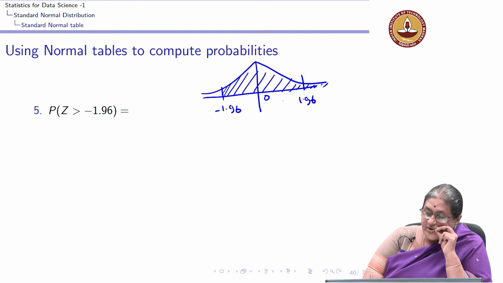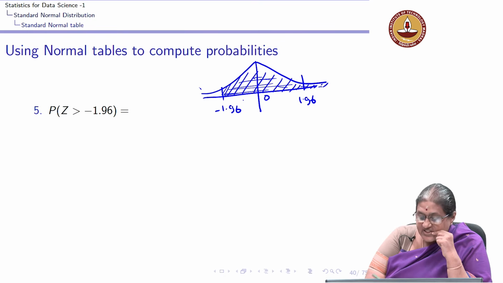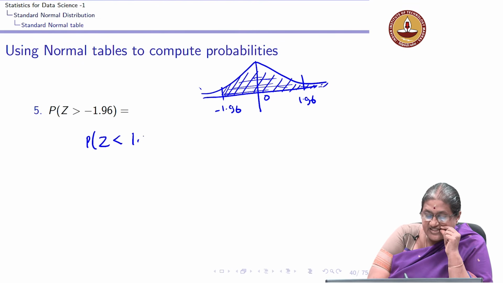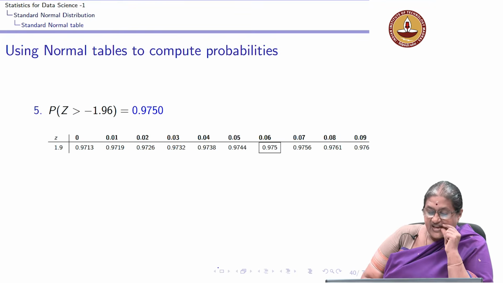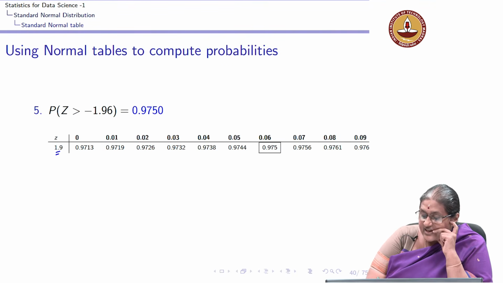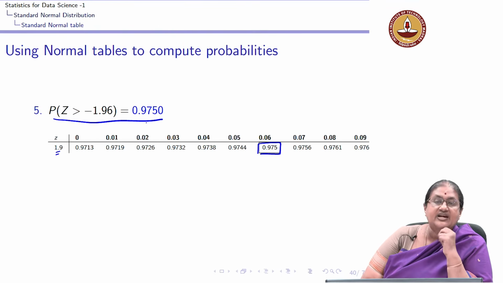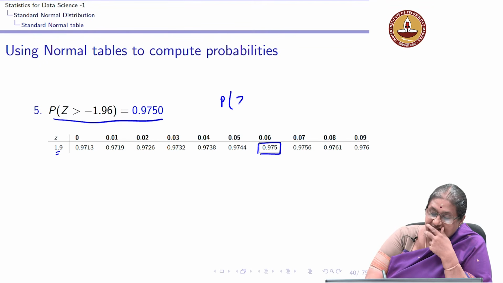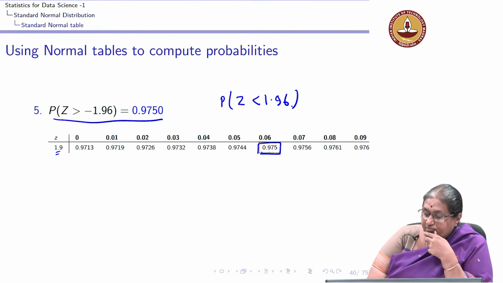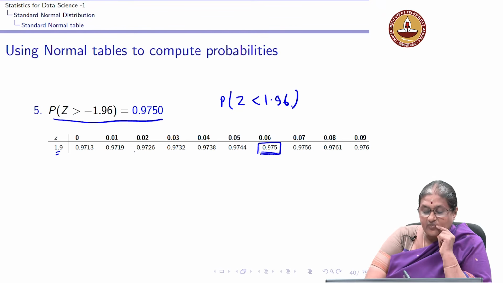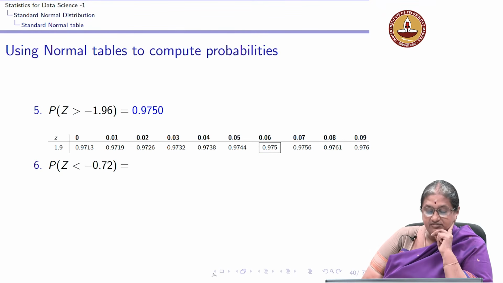I know that this probability is going to be the same as this probability. The probability x is greater than or equal to this is the same as probability z is less than 1.96. Hence, I can find that for 1.96, it is 0.975. Hence, the probability z is greater than minus 1.96 is the same as probability z is less than 1.96, which is 0.975. So, that is probability z is greater than minus 1.96 is 0.975.